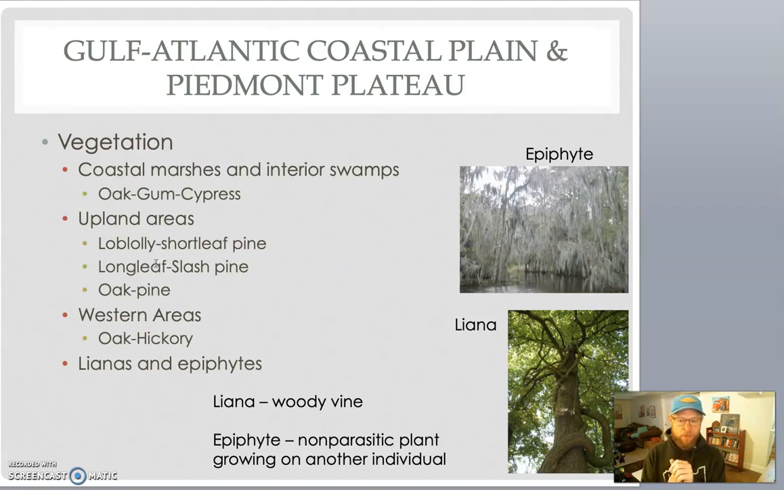And then just another part of the biodiversity of this region is the lianas and the epiphytes. So in this lower picture, it shows a liana. So it's this woody vine growing around this tree. And then here, the epiphytes, this is Spanish moss growing in those trees. And so both of these are non-parasitic. They just use another plant as a supporting structure, essentially.